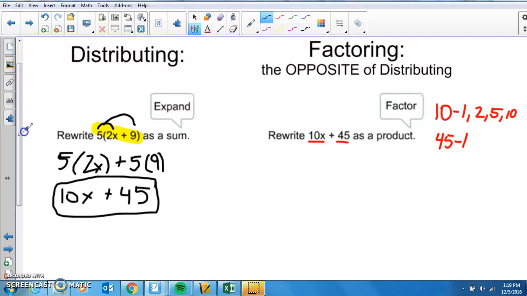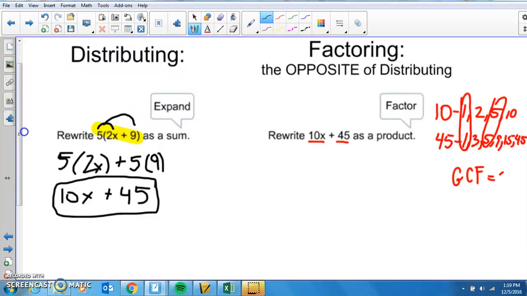Factors of 45. 1, 3, and 15. 5, and 9. So our factors are 1, 3, 5, 9, 15, and 45. So what I want to do is find my GCF. As you all know, GCF is the greatest common factor. I have a 1 in common. I have a 5 in common. So my GCF is going to be a 5.